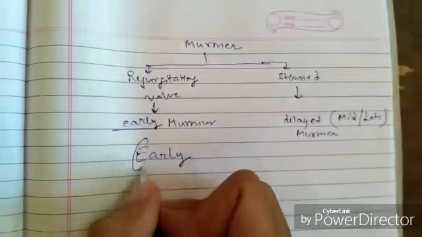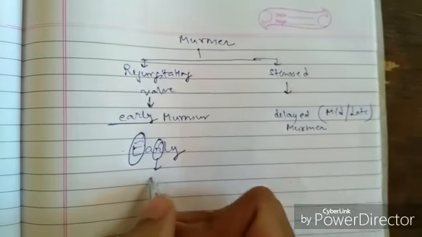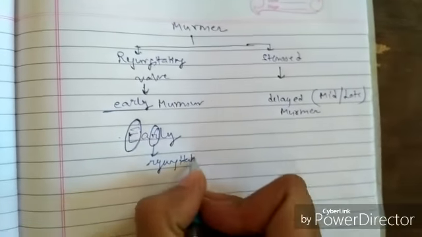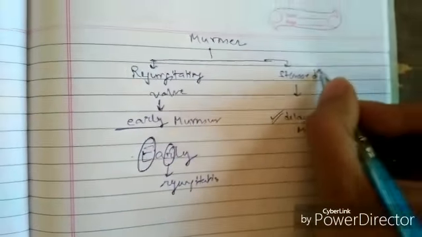We can remember this through a mnemonic: in the word early, R for regurgitation. So early murmurs are always regurgitation murmurs, and delayed murmurs are stenosis.